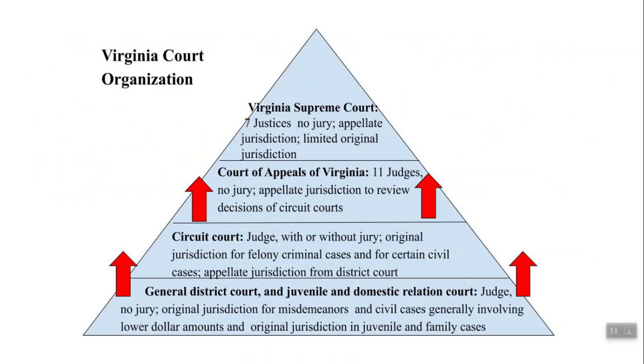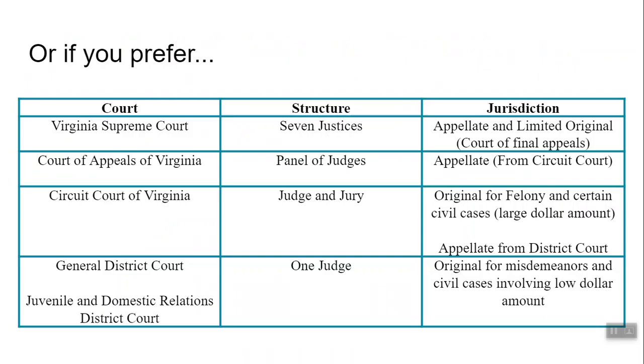And then at the very bottom, you have two separate and distinct courts, the General District Court and the Juvenile and Domestic Relations Court. Again, here's the structure laid out. You can see the courts on the left-hand side, the structure, and the jurisdiction. At the very bottom, the General District Court and the Juvenile and Domestic Relations Court, there is just one judge. That'd be like Judge Judy or something you'd see on television like that, where above that, the circuit court has the judge and jury.